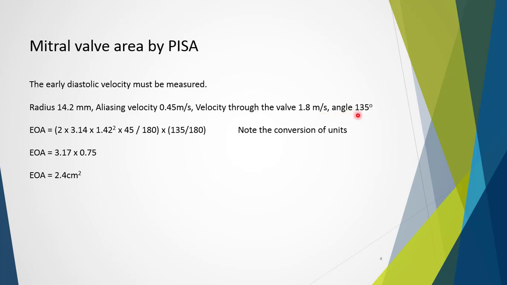And we measured the angle. Some systems can actually do this themselves. Other times you've actually got to apply a protractor to the screen and work the angle out. In this instance, it came out at 135 degrees. Popping all the items into the formula and correcting for meters going into centimeters per second and millimeters going into centimeters, we then come out with 3.17 times 0.75. So our effective orifice area is 2.4 centimeters squared.